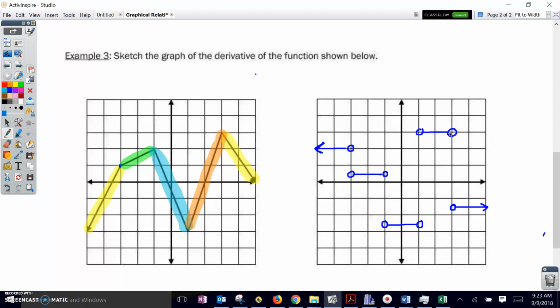Notice at all the values where we have these hard corners, there's no value for the function on my derivative, and that's because the function is what we call non-differentiable at those points. The derivative does not exist at those points. But we'll talk about that more in a later video.